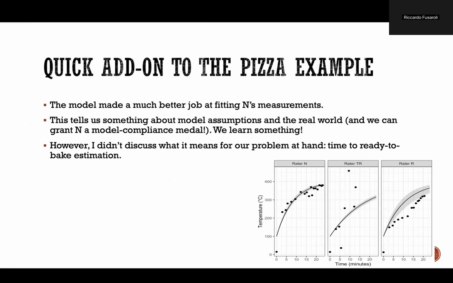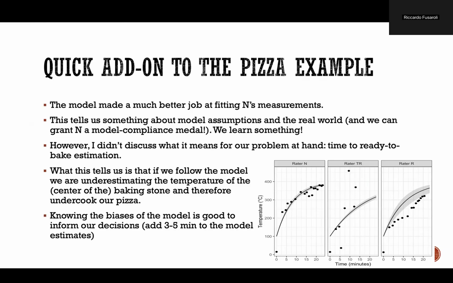So basically what this is telling us is that the pizza has to bake all the way through, right? And the center of the stone is very important. The center of the stone is lagging behind according to what the model is telling us. That means that if we want to make a good decision in terms of pizza and the planet, we've got to wait a bit longer. So by understanding our model, we can also adjust the concrete decision that we make from the model. Yes, exactly. So we can add 3 to 5 minutes to the model estimate.